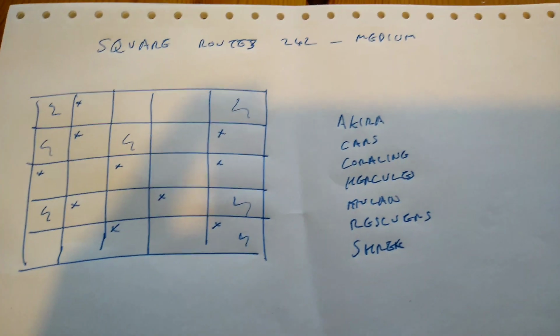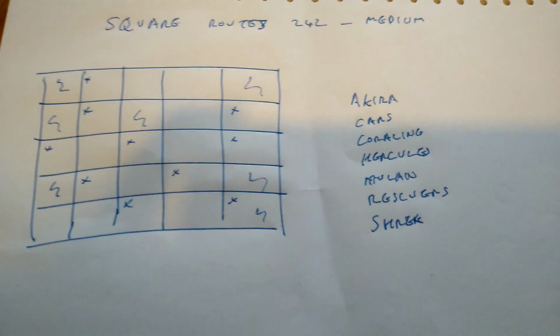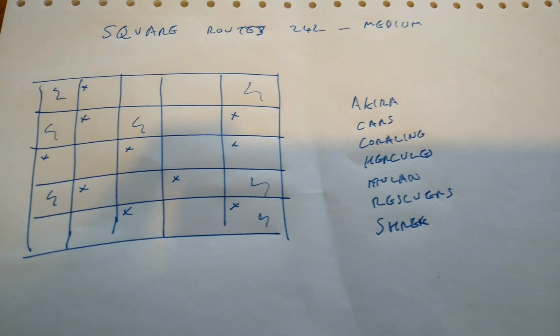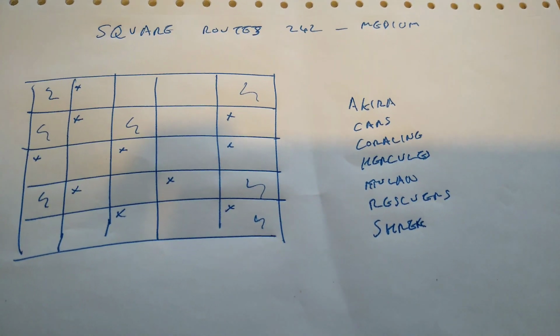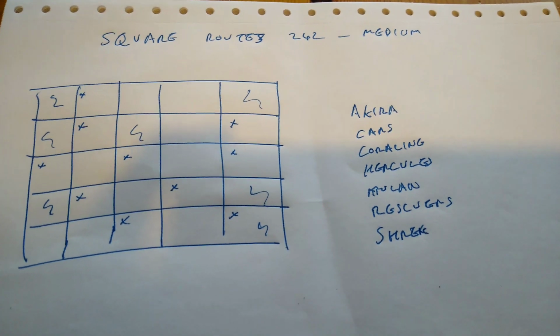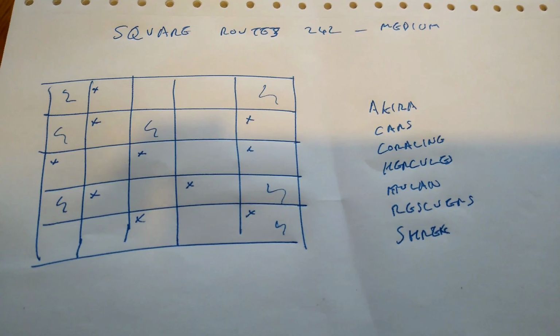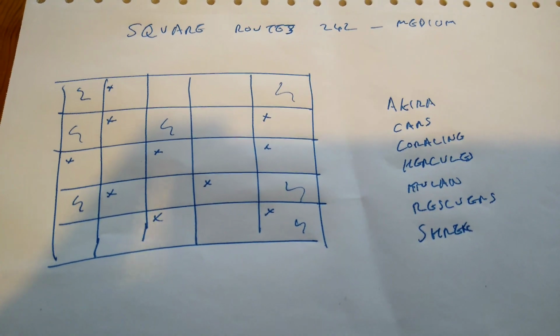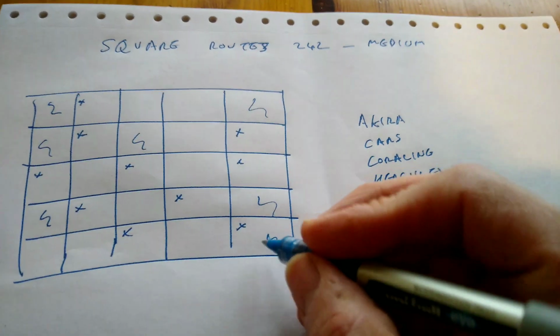Okay, square root is 242, which is down as a medium. I've had to cheat on it, which is quite annoying. So there are 7 words, 7 starting squares. So although 2 words start with the same letter, a C, they start in different places. We have 1 starting square, which is a vowel, so we know that must be the A of Akira.